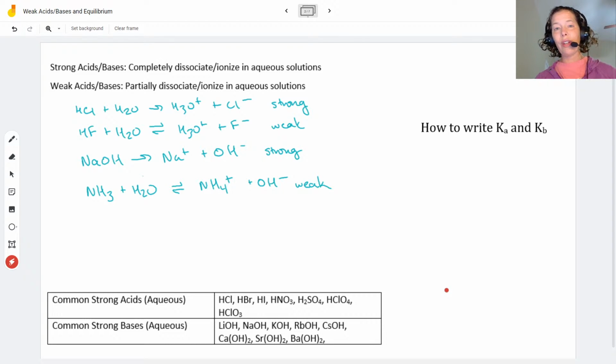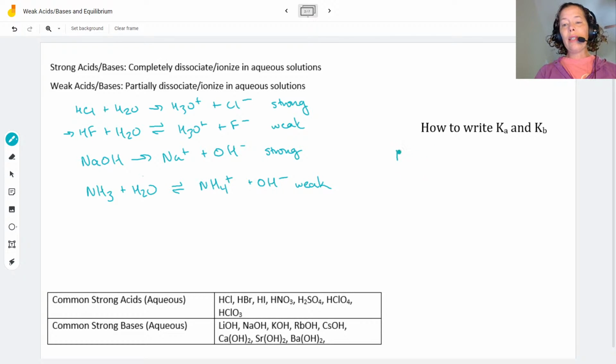So if you try to look up the Ka value for hydrochloric acid, you're not going to find it. At best, you'll find something that says strong, or maybe it'll say large for a large Ka value. So why is that? Well, let's talk about how to write Kas and Kbs. So let's write our Ka for hydrofluoric acid.